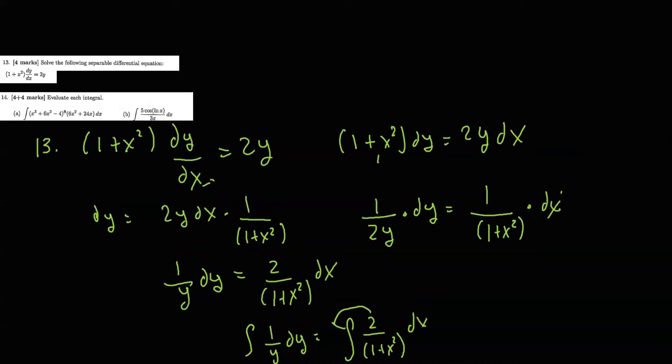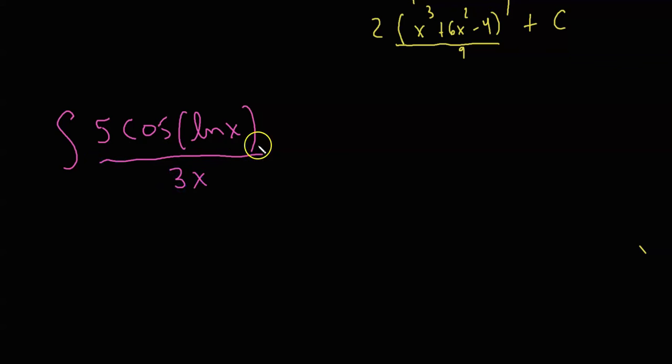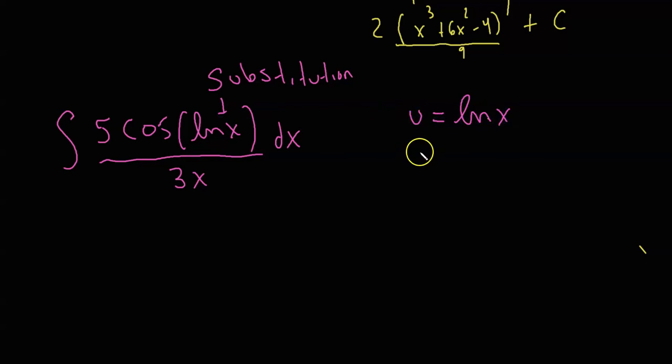Alright, so the last one is also a bit tricky, but we'll get through it together. Let me go here and rewrite it. So it's asking for the integral of 5 cosine of ln x over 3x dx. So again, we're going to use substitution, where we're going to make the complicated part, just call it u. So that will be in this bracket the ln x. Let's say we call u equal to ln x. We take the derivative, we will get 1 over x dx.